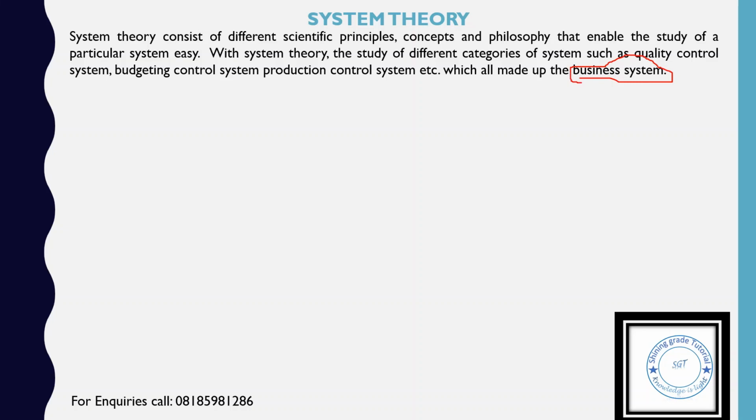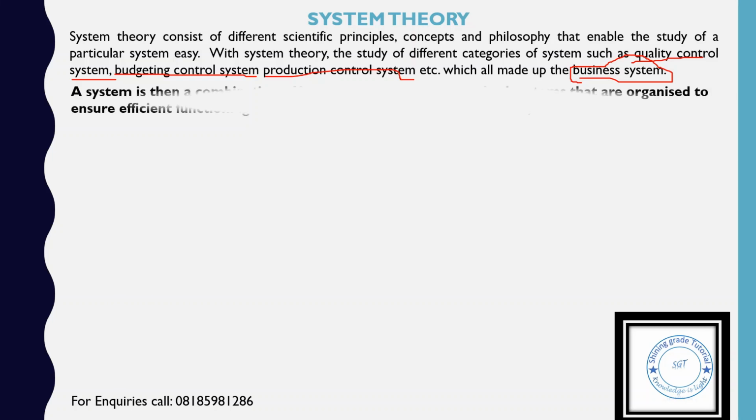In a business system, we can have different categories. We can have the quality control system, we can as well have a budgeting control system, and we can have a production control system. These are different categories of systems in a business system, and there are concepts that can be applied. We call the concepts and principles the system theory.